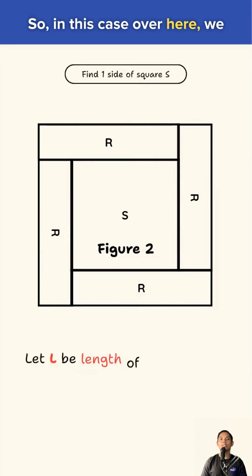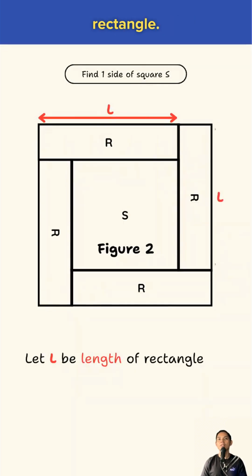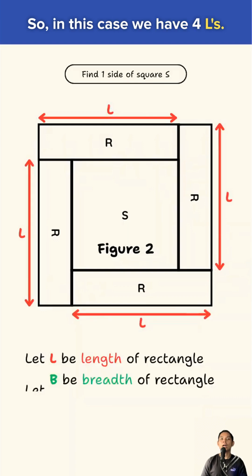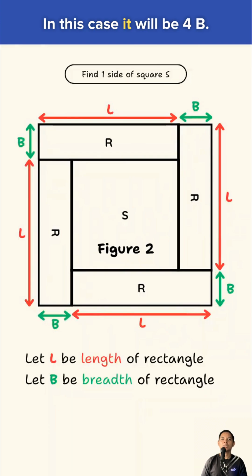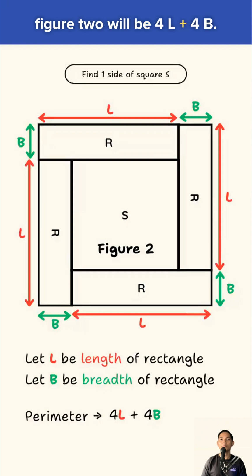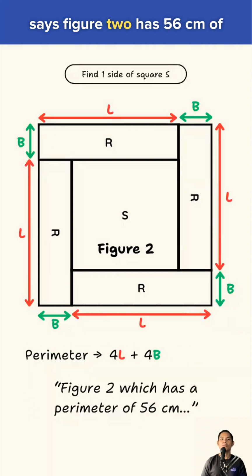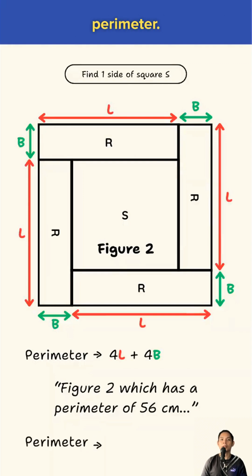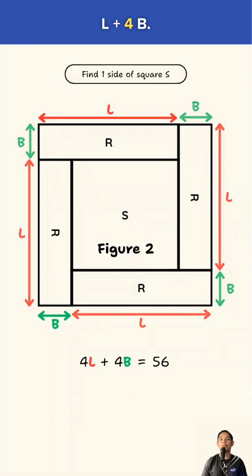So in this case, we can actually use simultaneous equations or short forms. Let L be the length of the rectangle, so in this case we have 4Ls. Then let B be the breadth of the rectangle as well, so it will be 4B. So the total perimeter for figure 2 will be 4L plus 4B. The question also says figure 2 has 56 centimeters of perimeter. So that means 56 is equal to 4L plus 4B.